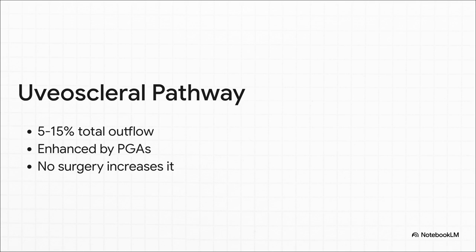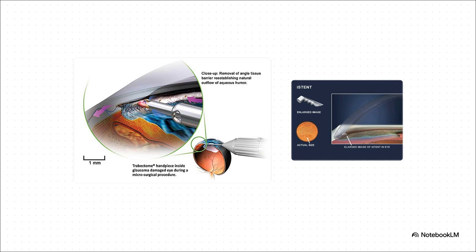As of right now, there are absolutely zero FDA-approved surgical procedures that intentionally increase uveoscleral outflow. Meds can target it, sure, but modern surgery generally does not. Speaking of surgery, let's look at how we physically manipulate that primary TM outflow to increase our Goldman denominator.